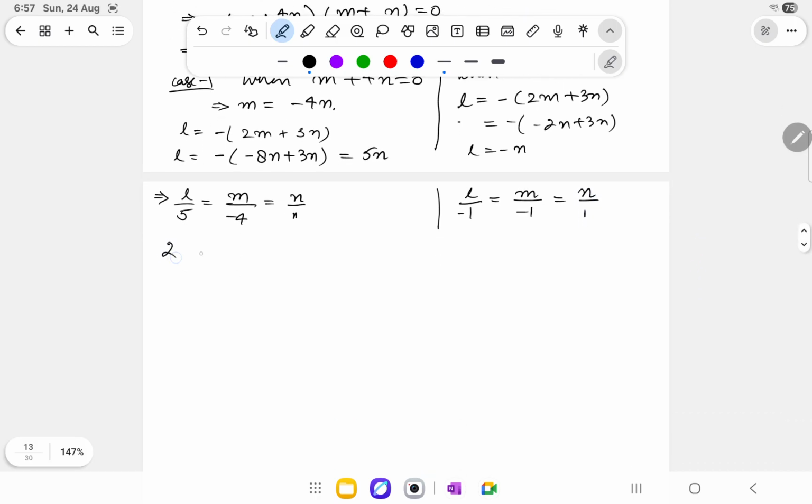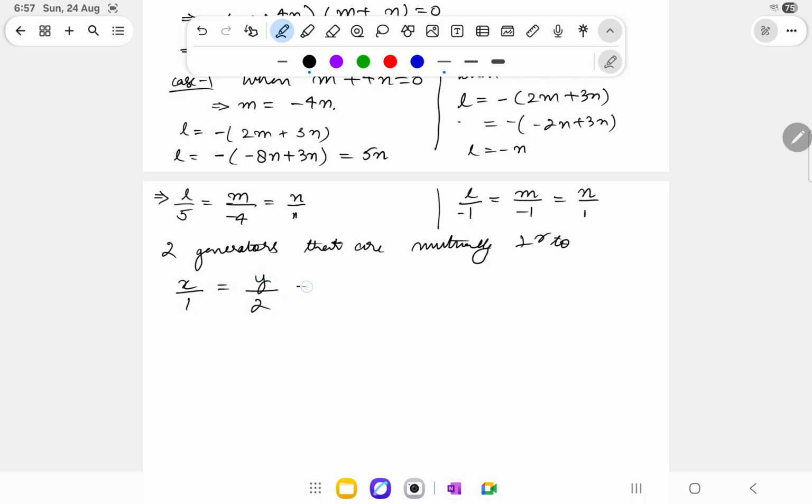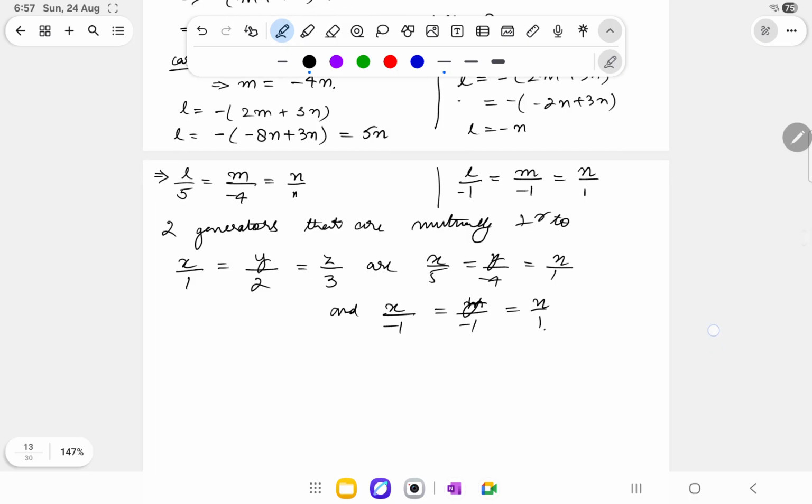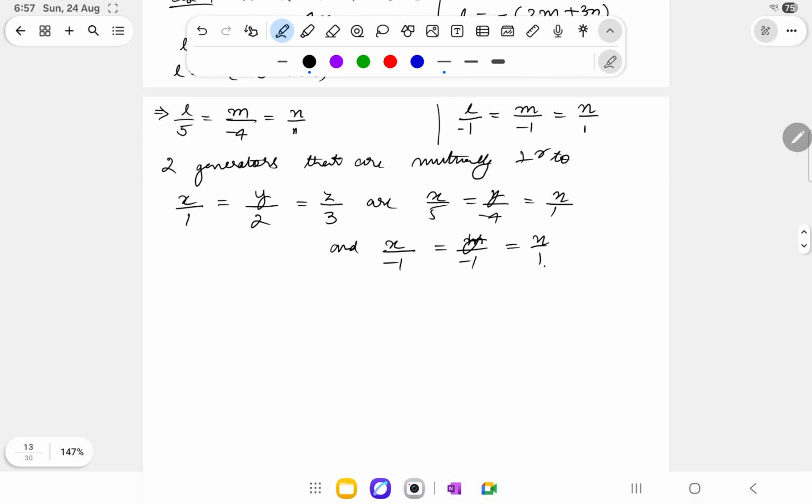So my two generators that are mutually perpendicular to the given generator, that is x by 1 equals y by 2 equals z by 3, are x by 5 equals y by minus 4 equals z by 1 and x by 1 equals y by minus 1 equals z by 1. You can also verify these by just taking the sum of products of the direction ratios, and you will see that it ends up as 0.